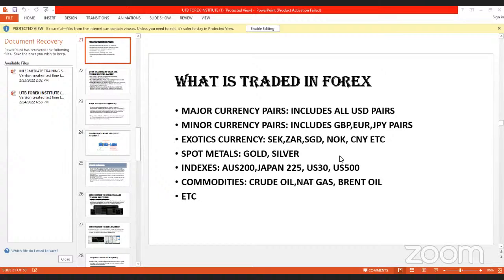Just like in Nigeria, you can say NGX 20. That means 20 Nigerian banks that are doing financially well. Please mute your mic, please. They can come together and bring their individual shares together for people to trade on. So that's what we mean by Japan 225: 225 companies that are financially stable in Japan bringing their shares together to be traded, or 200 out of Australia. US 30, US 500 are technological companies coming together, bringing their shares to be traded.